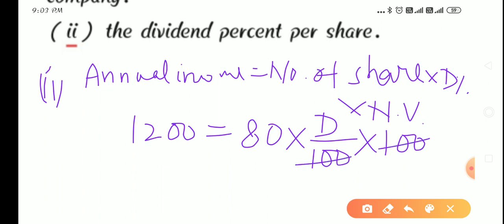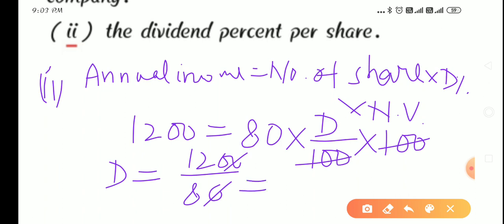So this 100 is cancelled with 100, D equals 1200 upon 80, 0 is cancelled, 8 ones are 8, 8 fives are 40. So 15%, by this you can divide. 15% is the required dividend percent. So like this parts you can solve. First you have to recognize what is given in the question. Second thing, what you have to find. With the help of given, how to find, I have told you, and formulae always they should be in your mind. Otherwise it will be difficult to solve the questions.